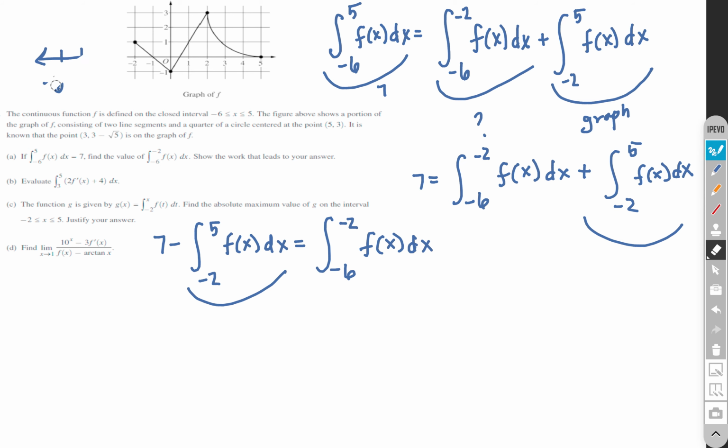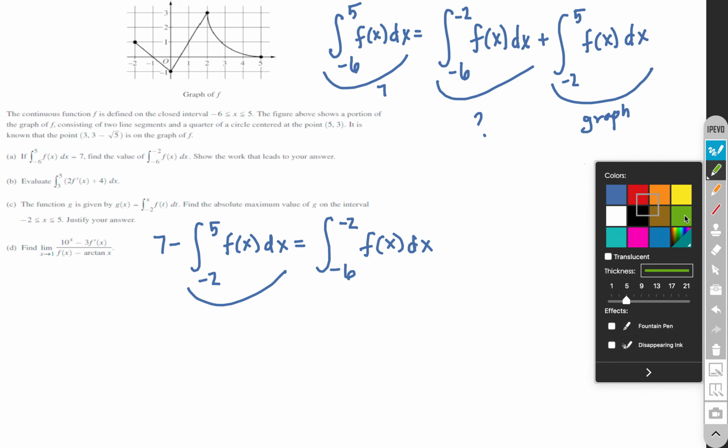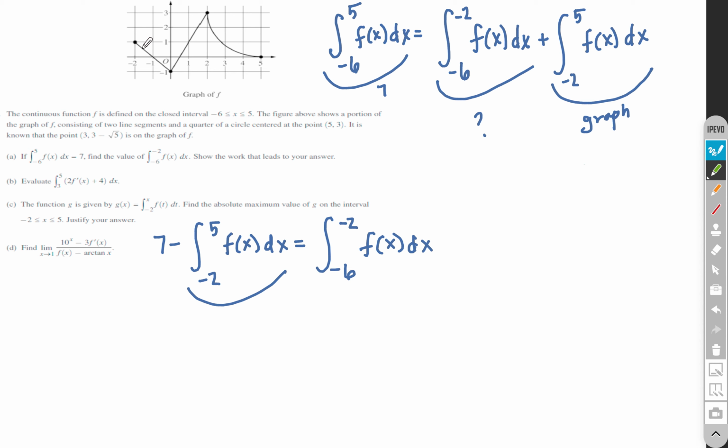So I'm going to erase a couple things here to make some room. Let's erase this piece. I think we understand that piece, so we don't need to keep it there. So remember, integrals represent area under the curve. And when you have the area above the x-axis, it's going to be positive area. Any area below the x-axis will be negative area.